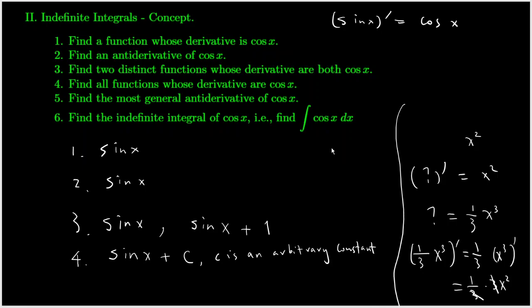Now look at question 5. In question 5, we are looking for the most general form of the antiderivative of cos of x. Actually, the answer to question 5 is the same thing: sine of x plus c, where c is an arbitrary constant. This is indeed the general form of the antiderivatives of cos of x. I'm just trying to use different terms to tell you the same thing, so you can memorize better.